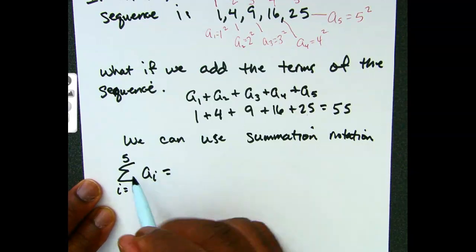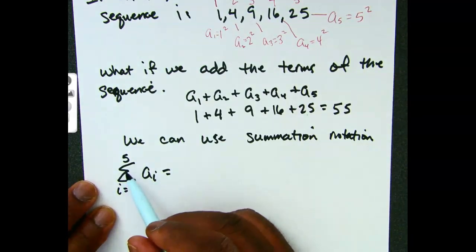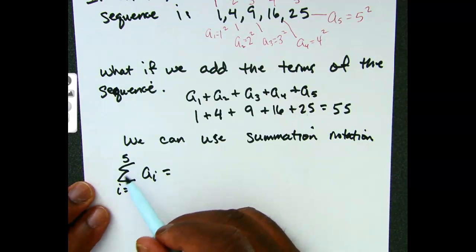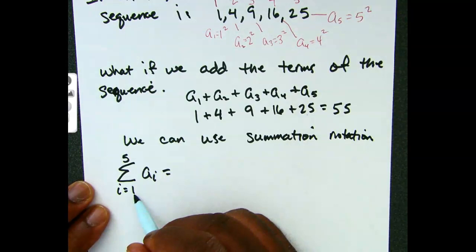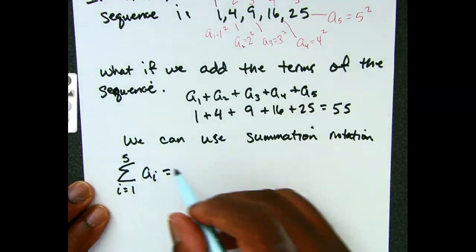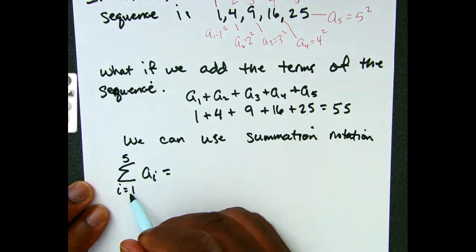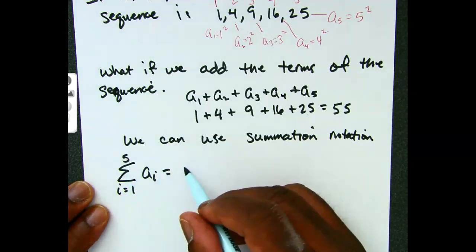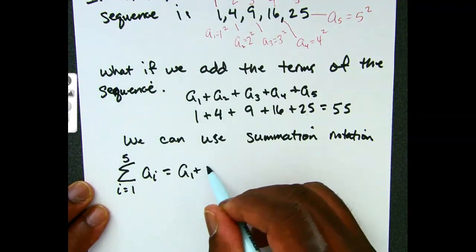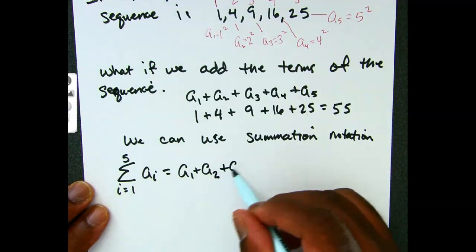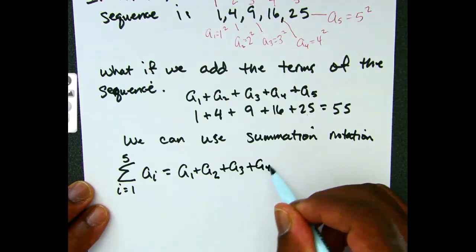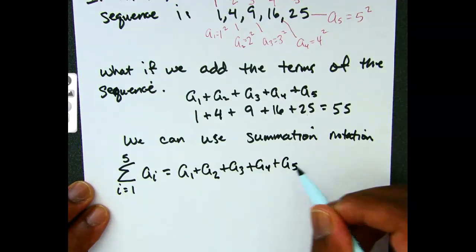So this symbol here, this capital sigma, is our summation notation. So this tells us that we're going to sum these terms. So a sub i would be, you start at 1 and then you go to 5. So a sub i when i equals 1 to i equals 5. So it would be a1 and then you would just go in order, 1, 2, 3 until you get to 5: a1, a2, a3, a4, a5.